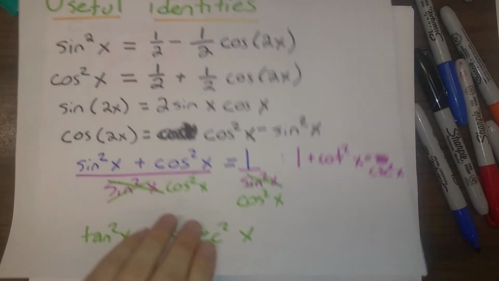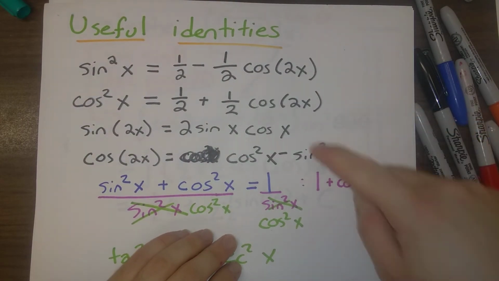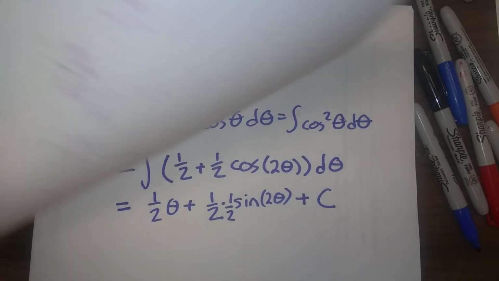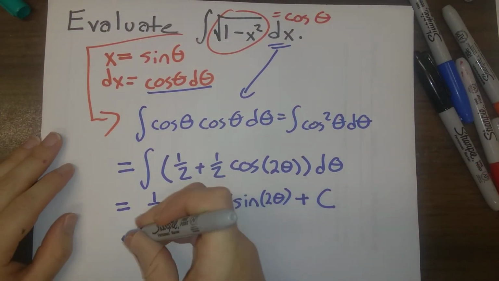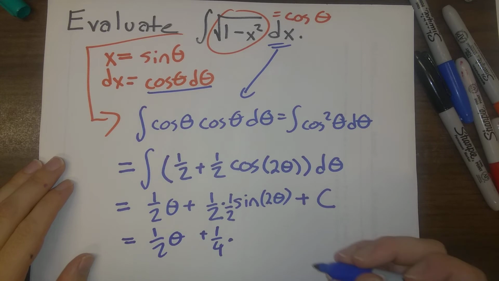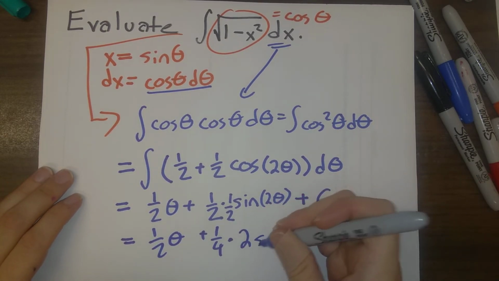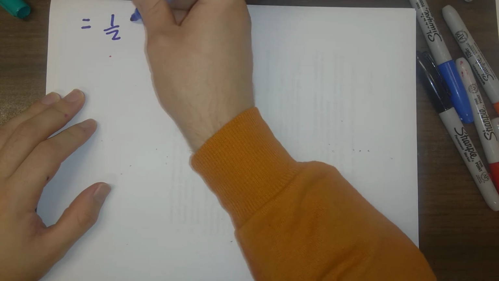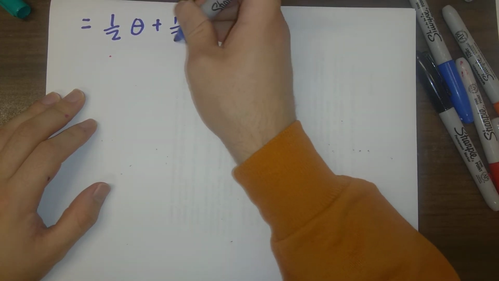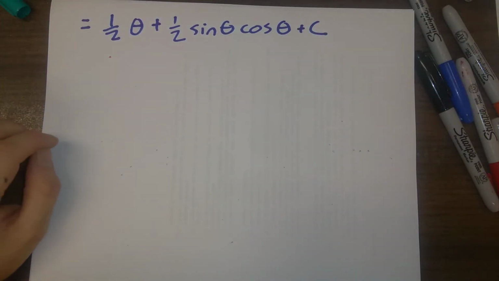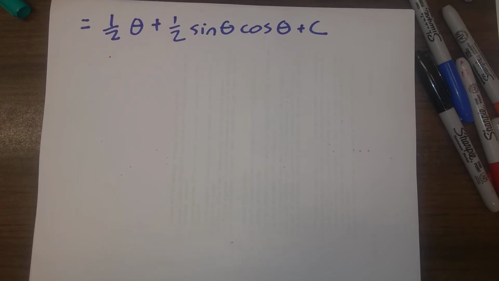So we just use the second identity on this sheet. Now we'll use this third identity on the sheet in order to get everything back in terms of thetas and not in terms of 2 thetas. So 1/2 theta, so sine of 2 theta is equal to 2 sine theta cosine theta. And so next page, right now we're at 1/2 theta plus 1/2 sine theta cosine theta plus c. Okay, so far so good.